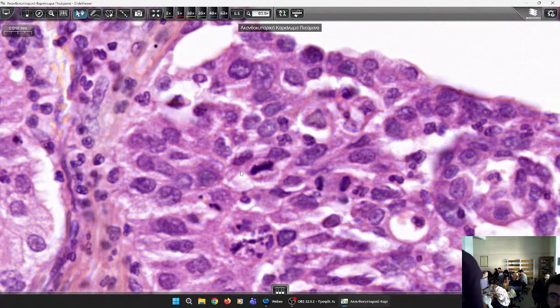So you are not sure that this is squamous cell carcinoma. Keratinization is not so much evident. There are no keratin pearls. So in any case, it's not a well-differentiated squamous cell carcinoma. In some areas, you see some bridges, but not everywhere.